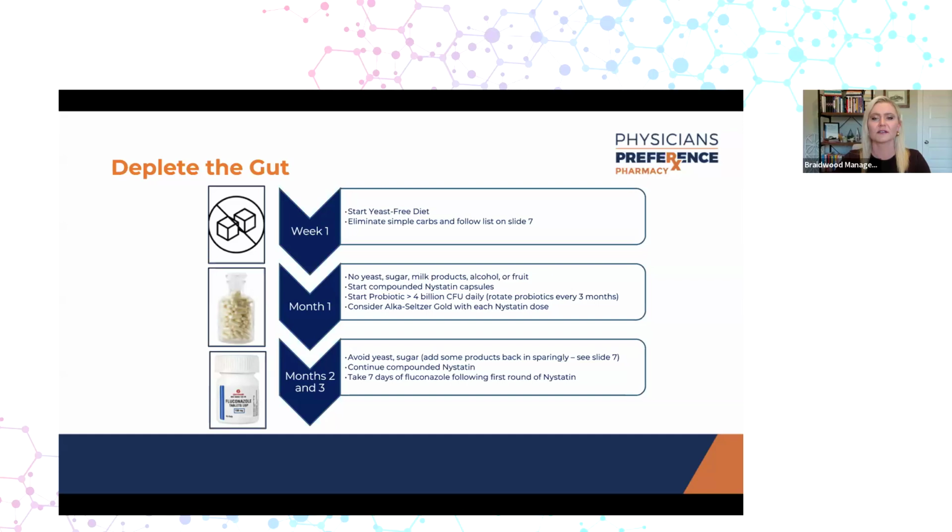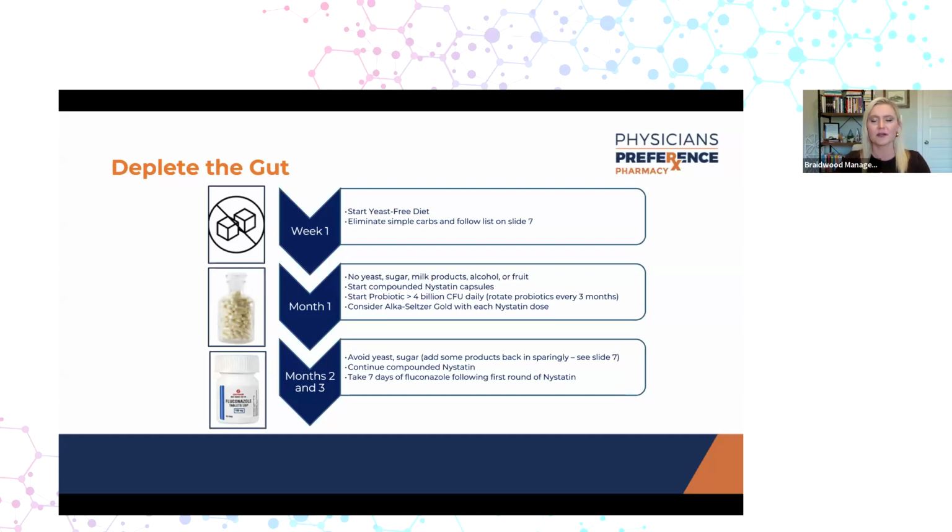And so as far as those, it can be very helpful for patients to use something that neutralizes the acid that comes as a result of yeast die-off. And so using something like Alka-Seltzer Gold can be helpful, or even some baking soda and water can be helpful. And just out of personal experience of doing this myself, I recommend actually doing that with every nystatin dose, at least until they get past those initial symptoms of yeast die-off. That can be very helpful.